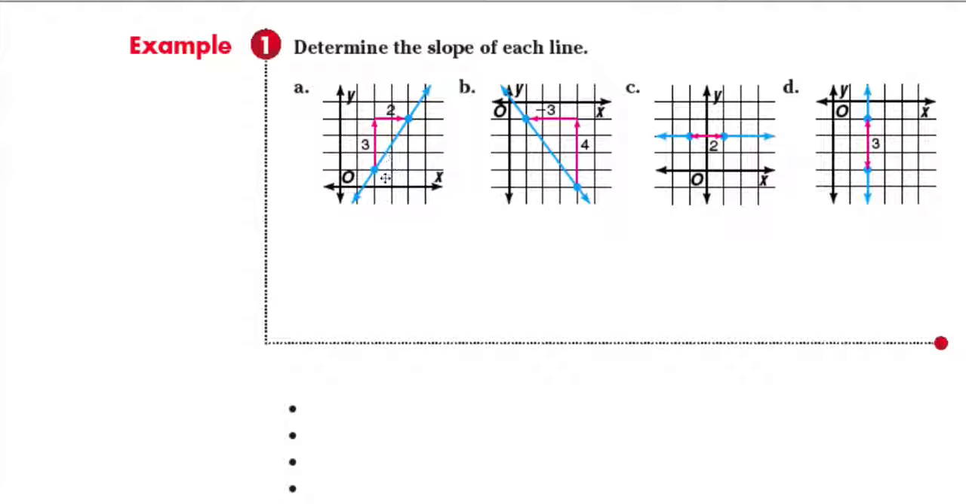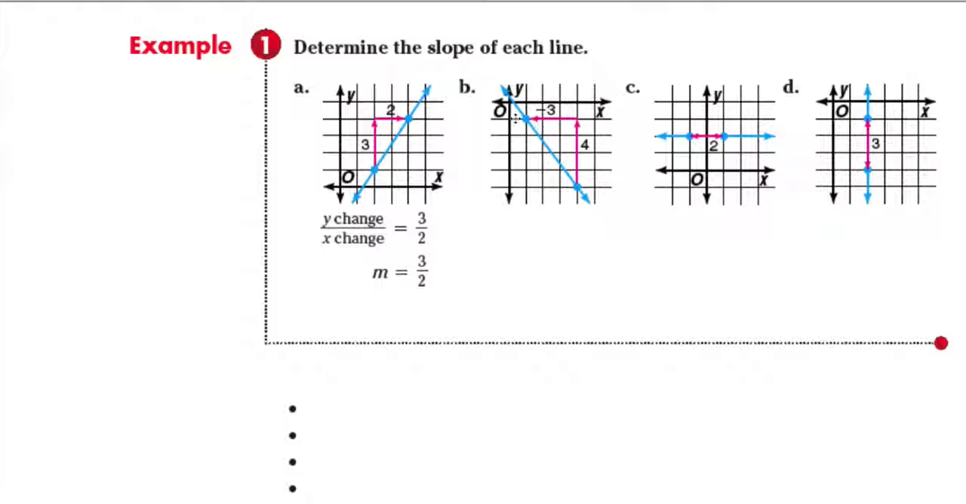So in letter A, you have this line and you have your rise as 3, and your run will be 2. So the slope of this line would be 3 over 2. Okay, so m equals 3 over 2.